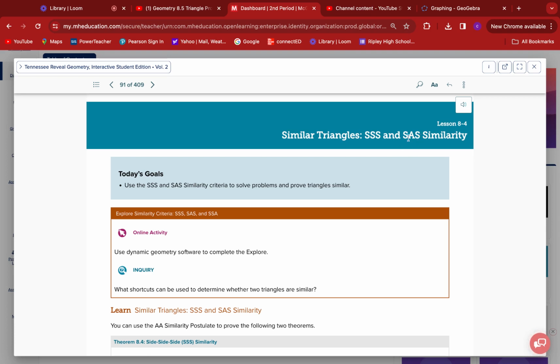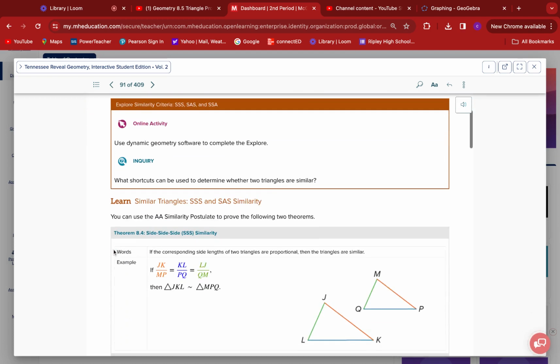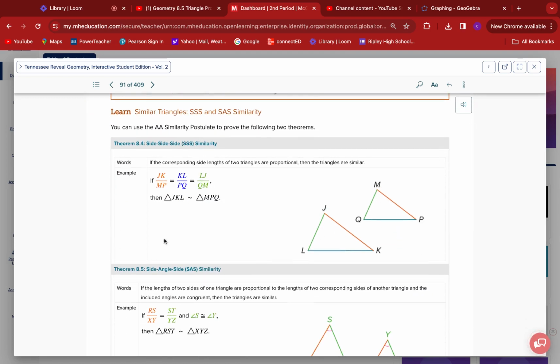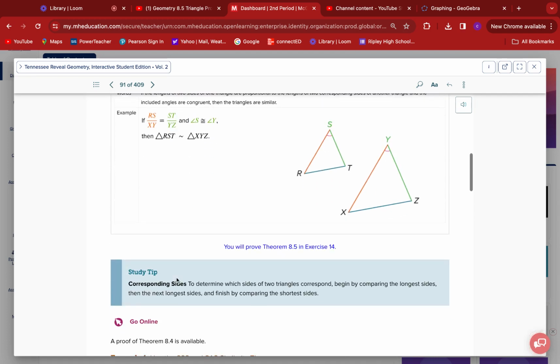Now, what happens if we only know enough for two sides? Well, as long as the angle that's included between them is congruent to the other corresponding angle from the other triangle, we're in business because we can use side angle side. So that right there is what I just explained to you.